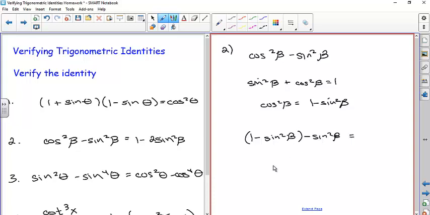And then we can combine the two terms that involve sine. So it's 1 minus 2 sine squared beta. And that now equals the right-hand side. And therefore, we have verified the trigonometric identity.